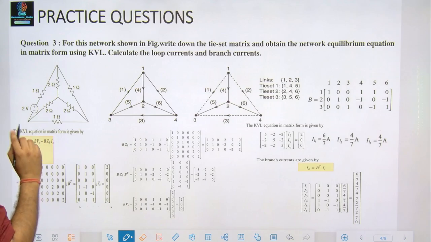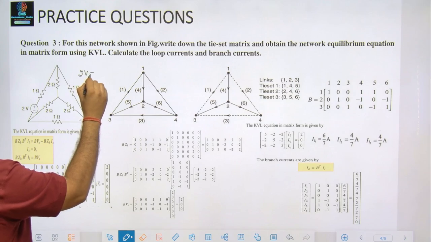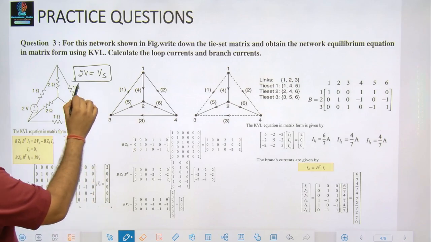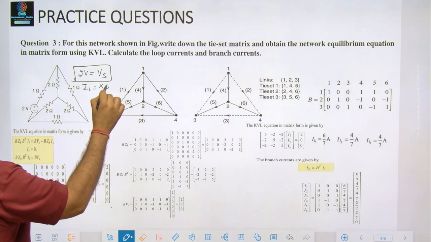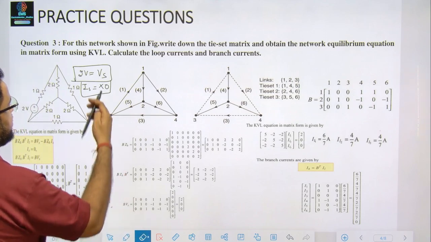Now in this given circuit, always remember to mark that the given 2 volt is Vs, that is the source voltage. Now, is any current source given to us? No. So the value of IS will be 0. I'll just put it clean.